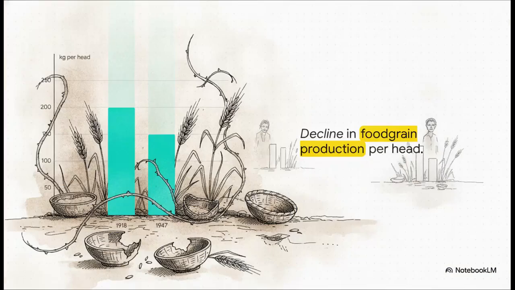Now, what's really interesting about this slide is the stark, quantitative reality of those policies. When you force a massive shift from food crops to commercial cash crops, you are going to see a long-term decline in basic food availability. Between 1918 and 1947, food grain production per head dropped from about 200 kilograms down to just 150 kilograms. The population was growing, but their actual sustenance was shrinking.